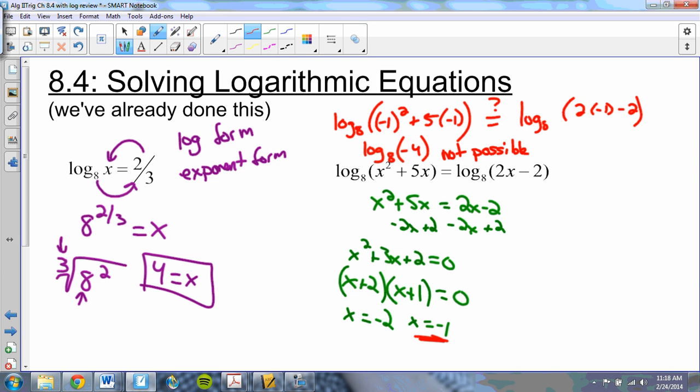And for the same reason, this isn't going to be possible. These are both going to come out to negative numbers. Neither of these work. This has no solutions.